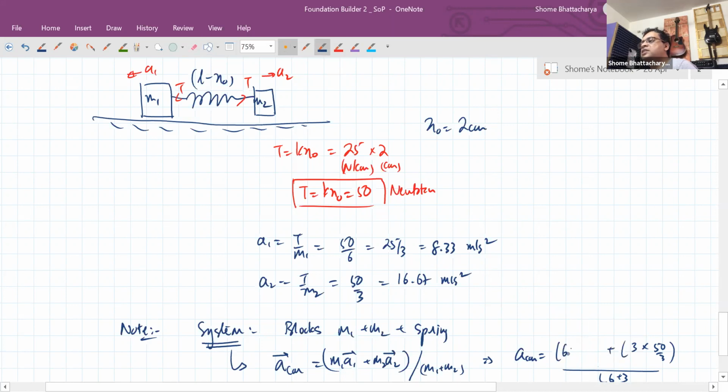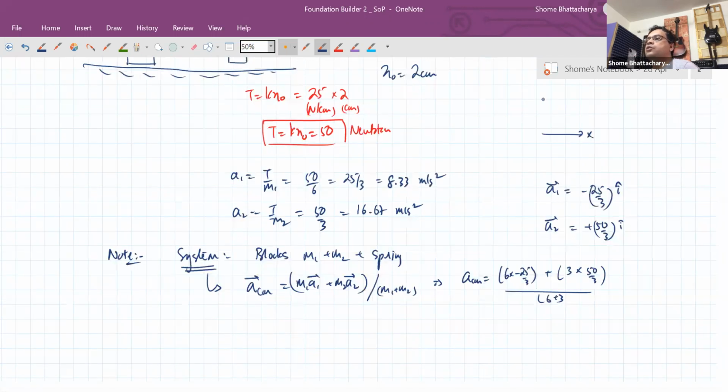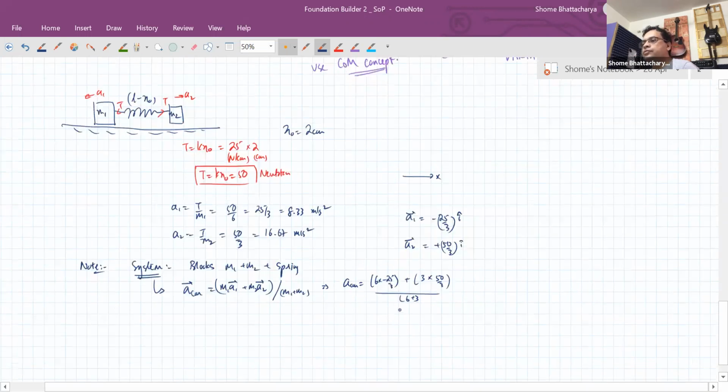So I can write this as 6 into minus 25 by 3, because A1 is minus 25 by 3 I cap, if I take this as my x-axis, whereas A2 is plus 50 by 3 I cap. So in scalar notation, it will become like this. So as expected, what is the acceleration of the center of mass coming out to be? It's coming out to be 0. So the acceleration of the center of mass will come out to be 0.